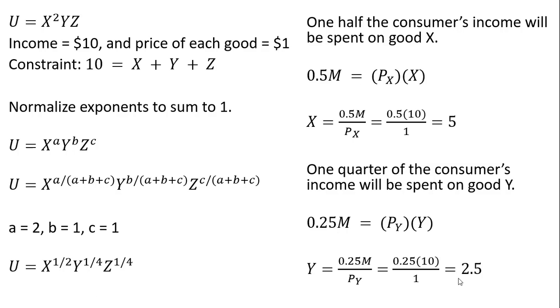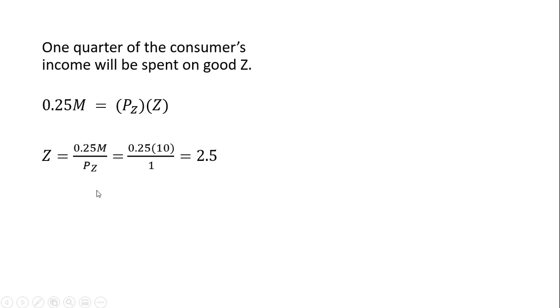And let's do the same thing for good Z. Because the exponent on Z is 1/4, and all the exponents sum to 1, we know that the consumer will spend 1/4 of his or her income on good Z. So doing this same thing here, dividing through by the price of good Z, we get the ordinary demand for good Z, and plugging in income and the price, the consumer will buy 2.5 units of good Z.